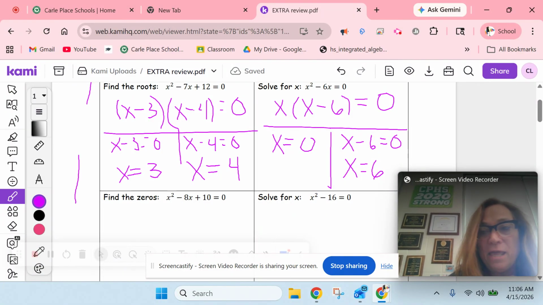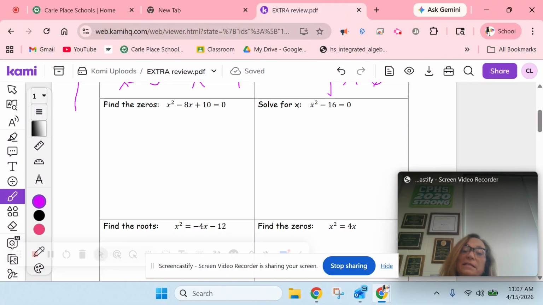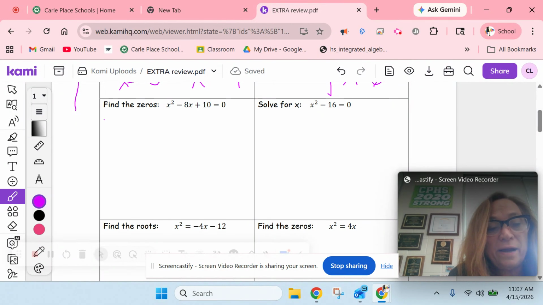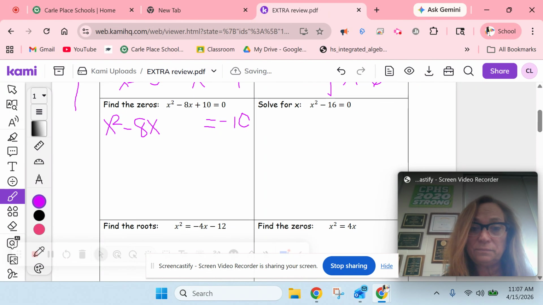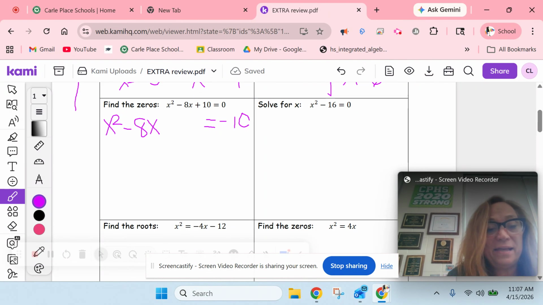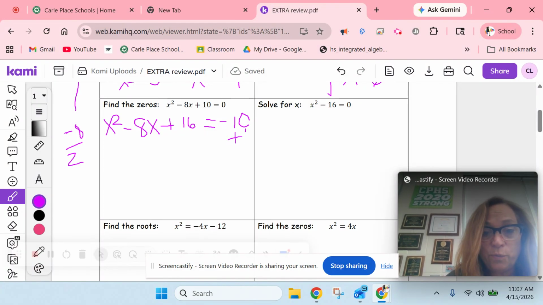All right, so I'm going to do the next one by completing the square, just so that you can see another method. Okay, so by completing the square, you want it to be x squared minus 8x, and you actually want to move the 10 to the other side. So that's going to be a negative 10. Then you take half of the b. So I'm doing negative 8 divided by 2, that's negative 4. And you square that and add it to both sides.